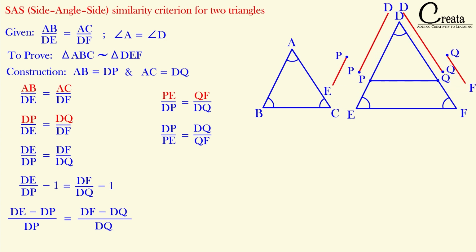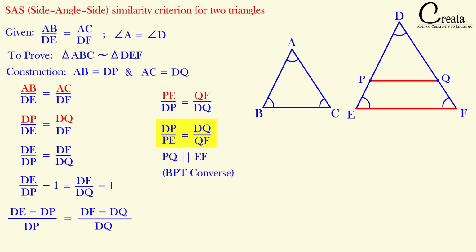These four line segments, are you able to correlate this with the BPT theorem? That is, if the ratio of these sides are equal, then PQ and EF will be parallel to each other. So we got these two line segments as parallel to each other. That is the converse of the BPT. So what will be the next step? Just try to link with the previous two theorems. We will apply the concept of the transversal and we will equate the corresponding angles as equal to each other.